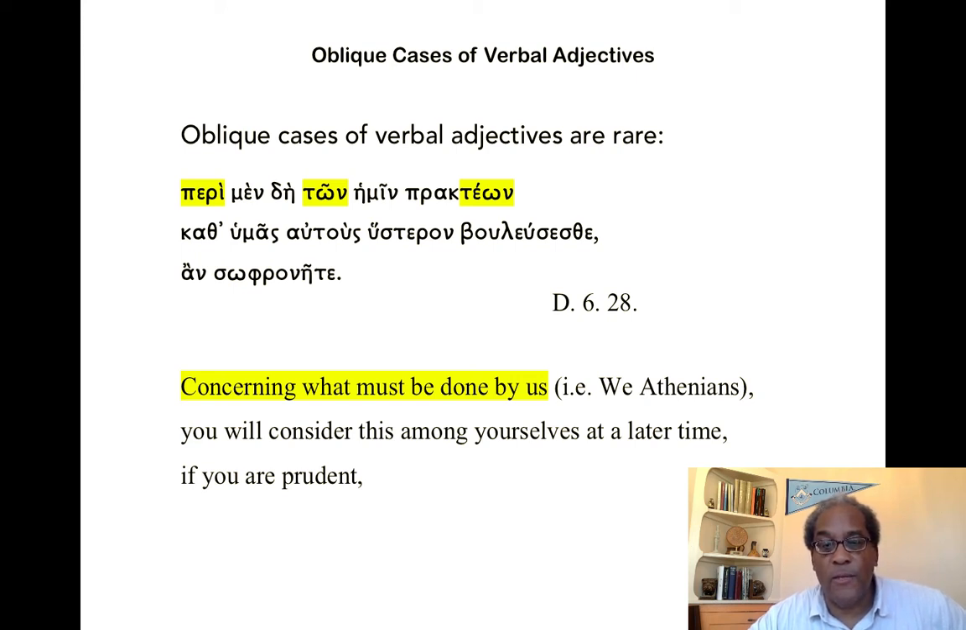You will consider this among yourselves at a later time, if you are prudent. Kath humas altus husteron bu lauseste an sophronete. And an, of course, is aeon, if you are prudent.